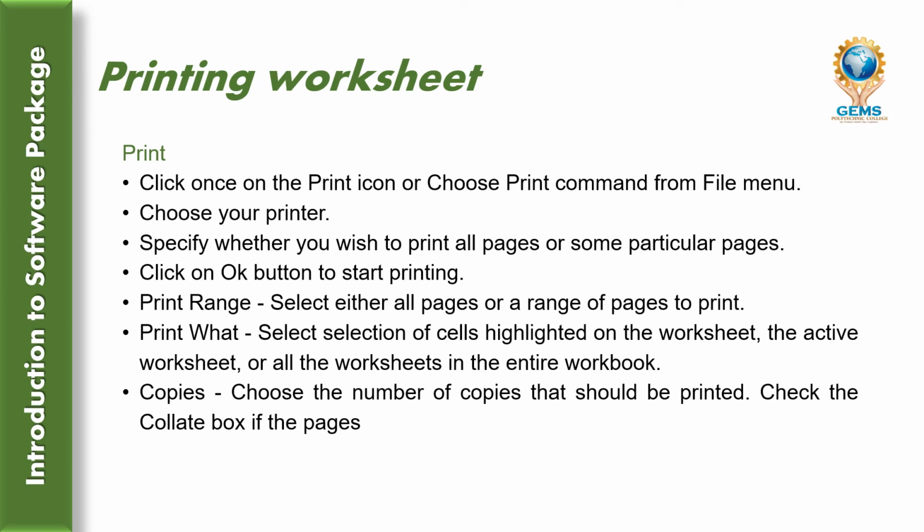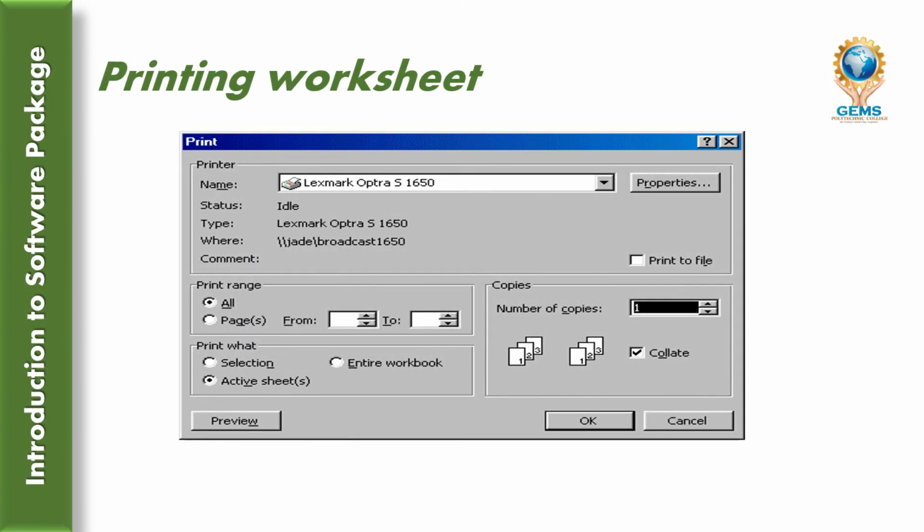That is going to be printed. And Copies: choose the number of copies that should be printed. Check the Collate box with the pages. These are the printing properties.